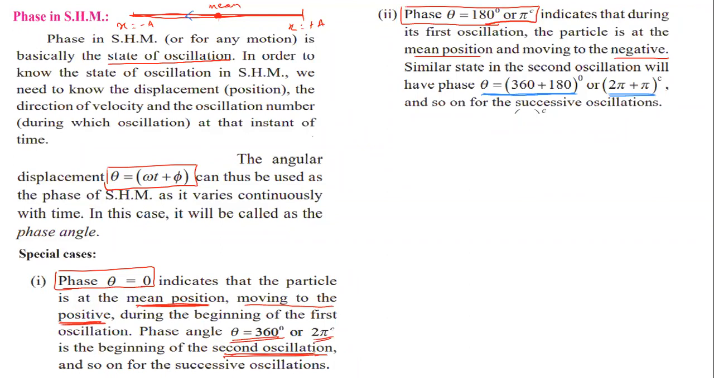Listen, when again at a similar point, the particle is coming to this mean position and starts going towards the negative side, so plus 360 we can do. 180 plus 360 is where the second oscillation starts. Then again 360 plus 360 is the next oscillation. Means one oscillation means 360 degree.